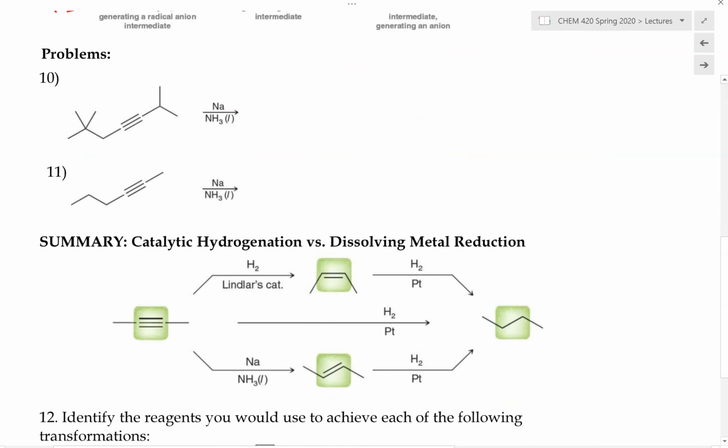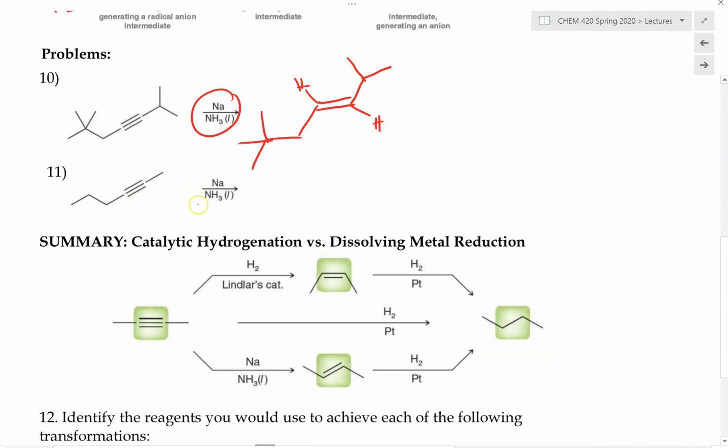And now let's try some examples right here. If we were to take this alkyne and treat it with sodium in the presence of liquid ammonia, what will be the product? Again, we would notice that this is the dissolved metal reduction right here, and we'll be able to make the trans alkene. So in this case, we would have the isopropyl group on one side, and the other group will be on the opposite side, and the two hydrogens will be added to the opposite sides. So that will be the product of this reaction right here.